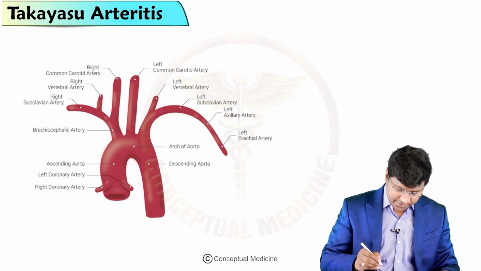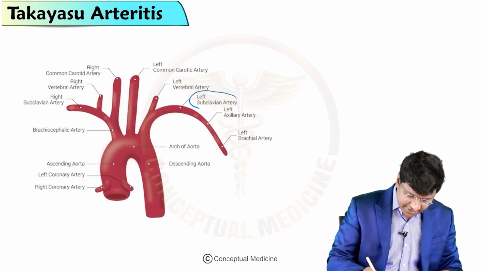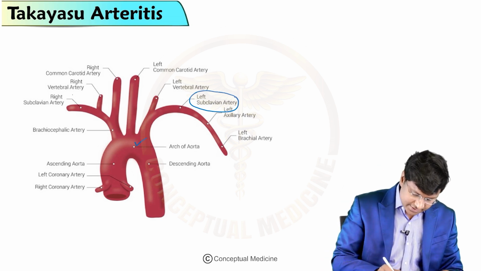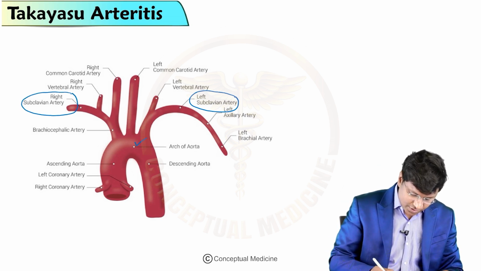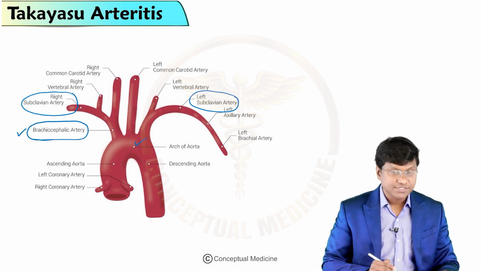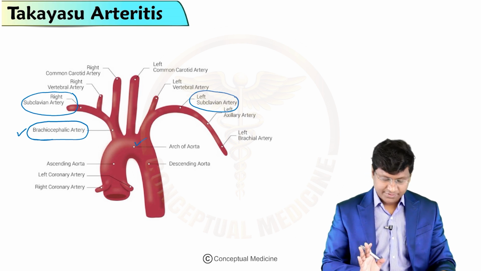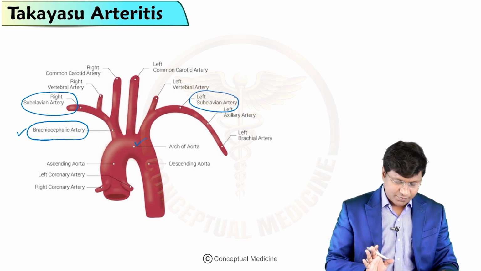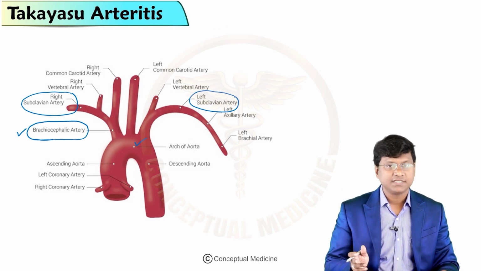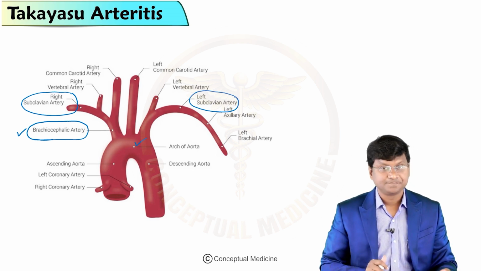If you observe here, this is the left subclavian artery which is originating from the arch of aorta, and this is the right subclavian artery which is originating from the brachiocephalic trunk. So these are the vessels which get affected in patients with Takayasu arteritis. Many other vessels are affected, but this is the main vessel.